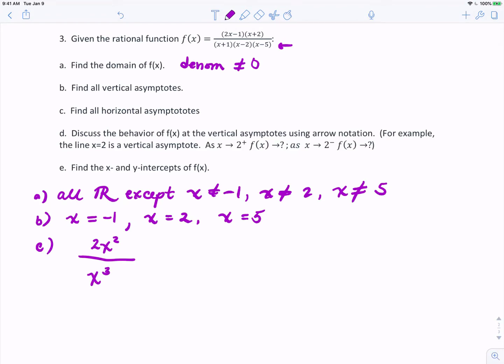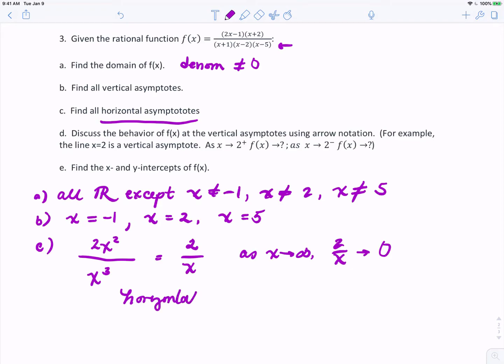And so to find the horizontal asymptote, an easy way to do that is to take the ratio of the leading terms, so that would be 2 over x, and ask what happens as x gets really large. As x approaches infinity, 2 over x approaches 0. So we know that this rational function is going to have a horizontal asymptote at y is equal to 0. In other words, the x-axis is a horizontal asymptote.